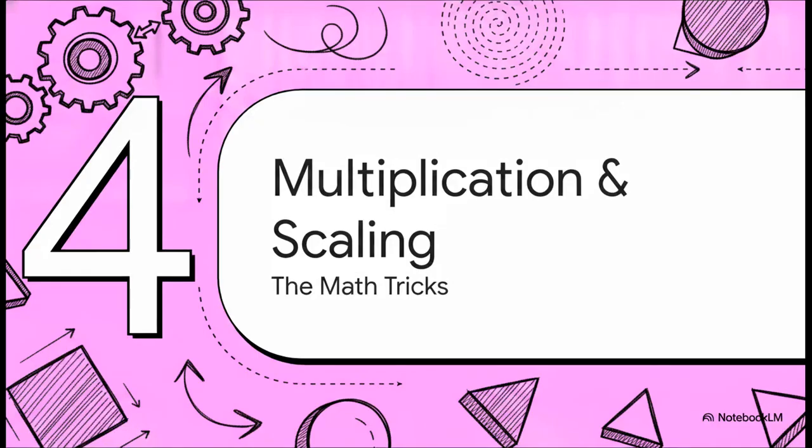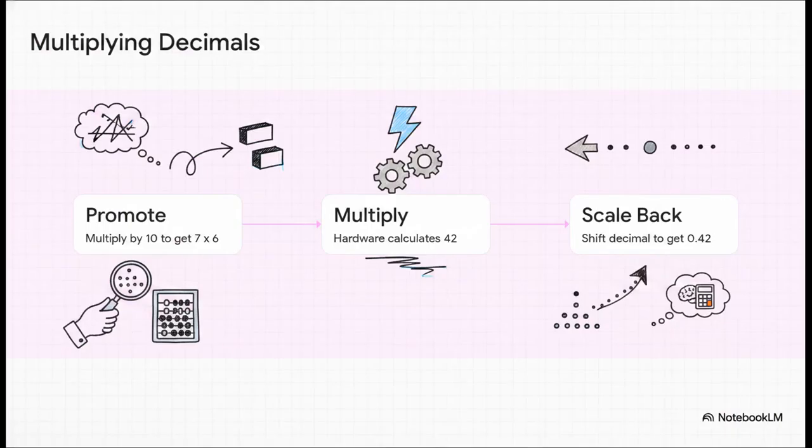All right, Section 4, multiplication and scaling, the math tricks. Let's see how this builds using a really relatable base 10 example. Imagine your hardware can only multiply whole integers, but you desperately need to multiply 0.7 by 0.6. Well, step 1, the programmer promotes those fractions to integers. You multiply by 10 to get 7 and 6. Step 2, the hardware simply does what it's built to do. It multiplies 7 by 6 to give you 42.